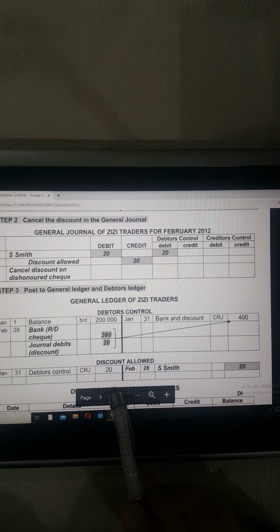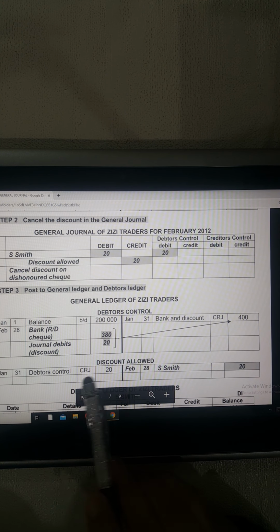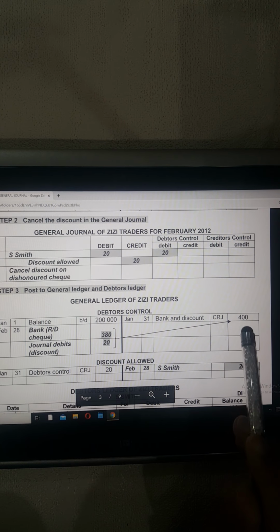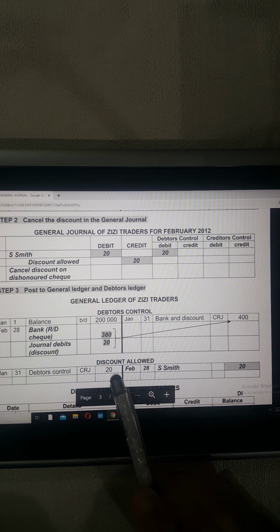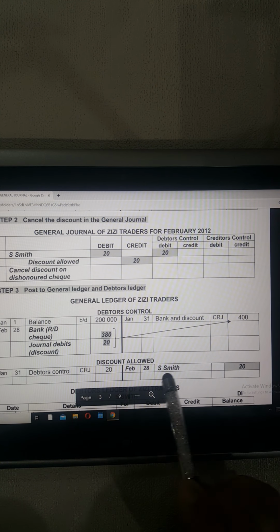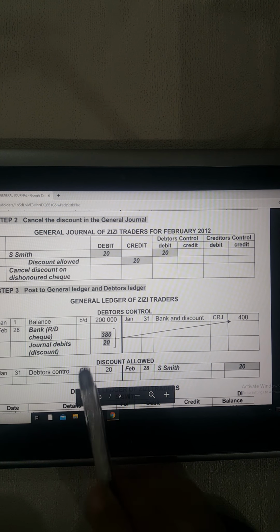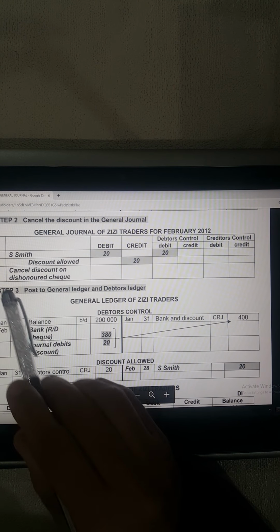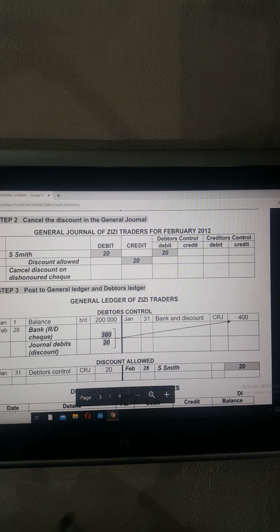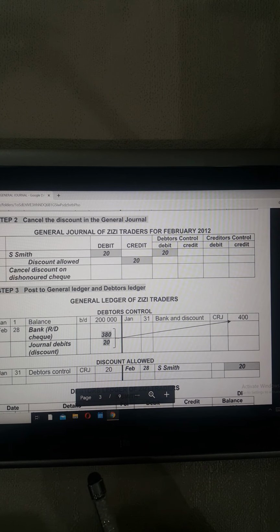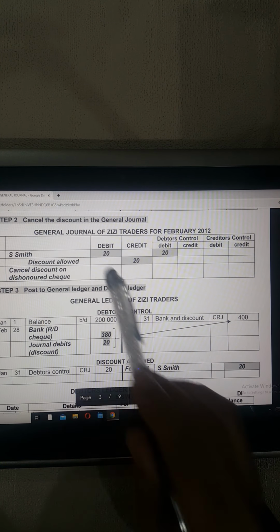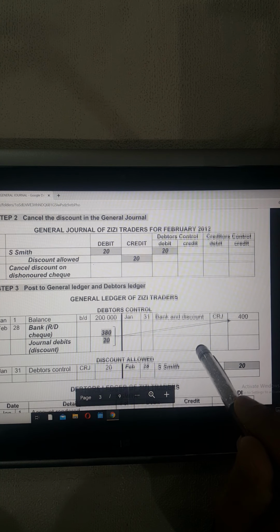Okay, so in your discount allowed, look at the T account I've done for you. In the debit side, we had put in the debtor's control, given him a discount of 20 Rand there. Now we're taking it away. This is the transaction we're focusing on, where we're cancelling the discount, we're debiting the debtor, we're crediting the discount allowed. So that part of it goes into the general journal. It's the same thing that we have done in the dishonored checks. So if you go through that video, it's the same thing, only now we're focusing on the general journal and how we enter this transaction into the general journal, right?